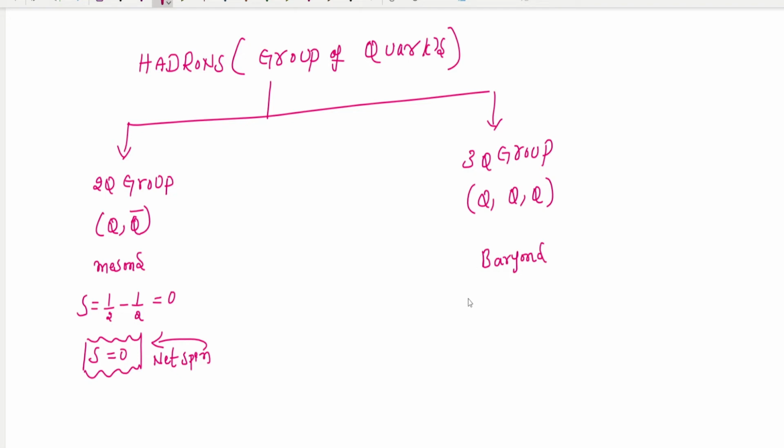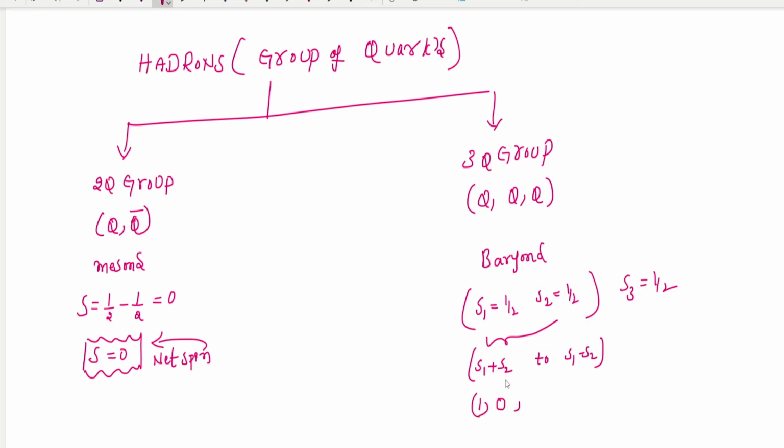Baryons. So the spins I'm going to write like this: S1 equal to 1/2, S2 equal to 1/2, S3 equal to 1/2. First I'm going to add these two, S1 plus S2 and S1 minus S2. Okay, this is one set. So here I get 1 and 0: this is 1, this is 0.